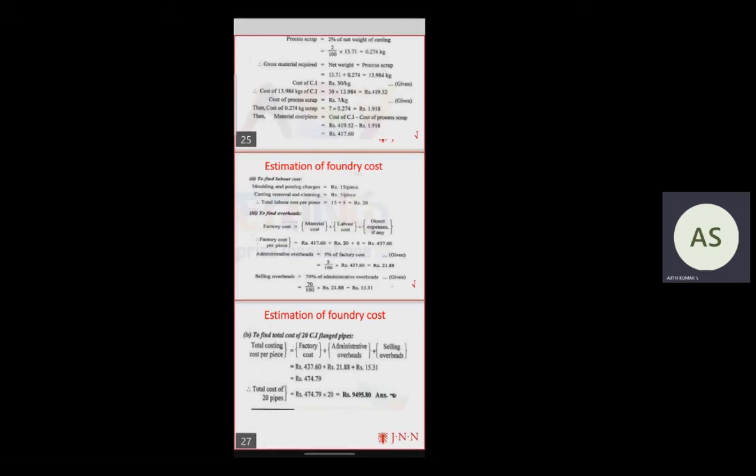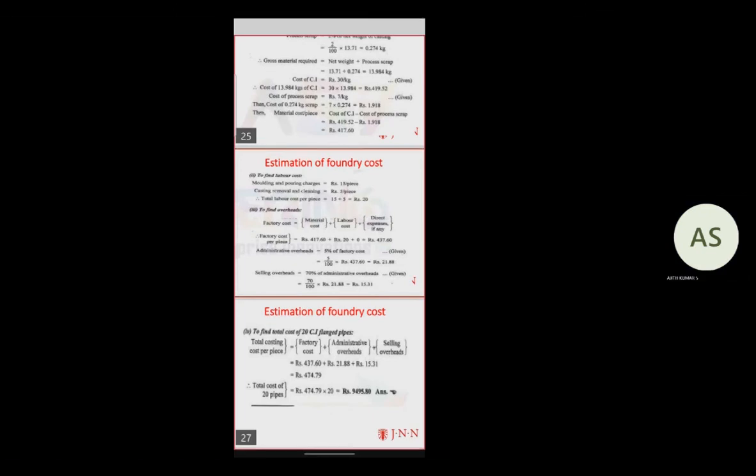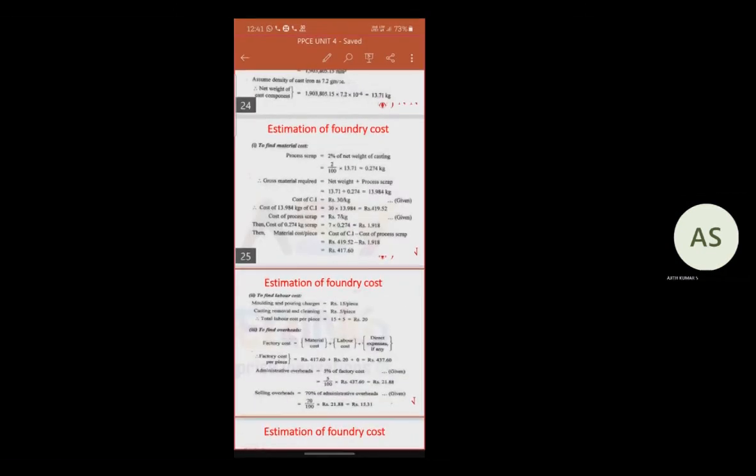For producing the 20 CI flanged pipes, we multiply the total cost with 20. So 20 into 474.79, we get rupees 99,495.80. This is the total cost required for producing the 20 CI flanged pipes. So understood, Ada? Understood about foundry cost, Ada?